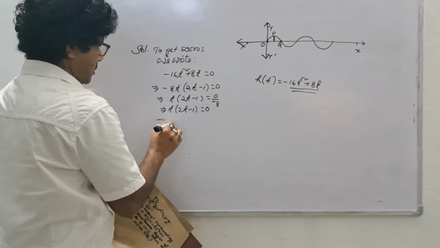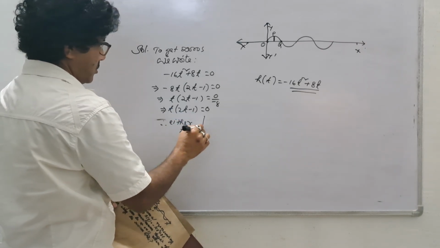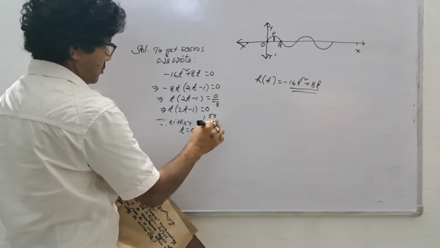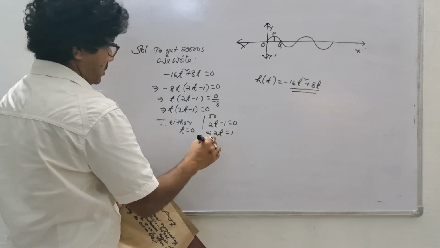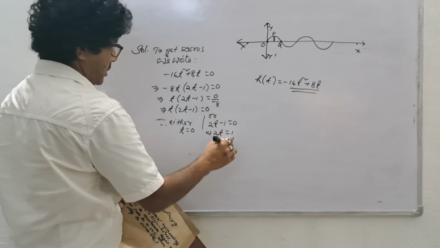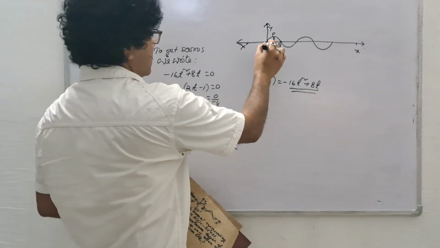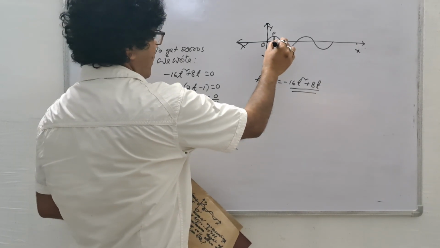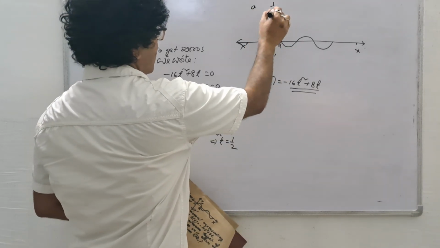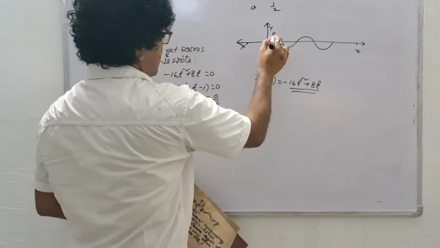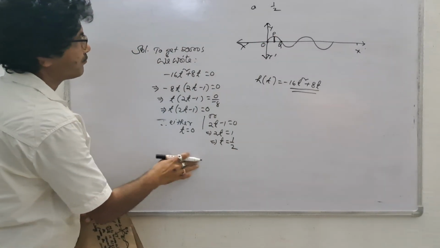Therefore, either t is equal to 0 or 2t minus 1 is equal to 0, that is 2t is equal to 1, t is equal to half. So we are getting two values, one is 0, another is half. So what is the mid value of 0 and half? Mid value will come here.